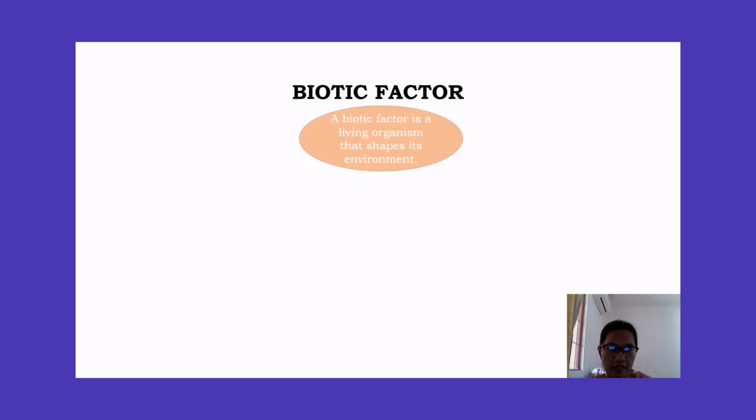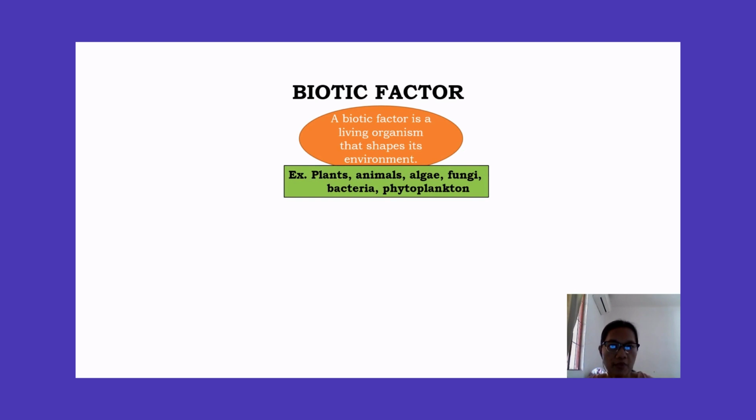Okay, so a biotic factor is a living organism that shapes its environment. For example, we have plants, animals, algae, fungi, bacteria, and phytoplanktons, and there are a lot more. Biotic factors are divided into three parts.